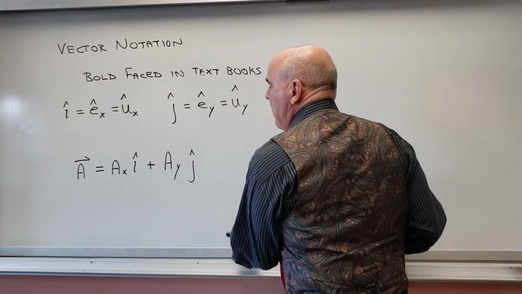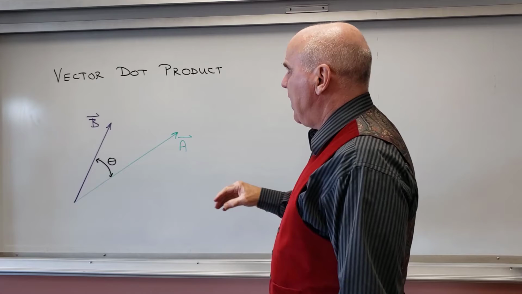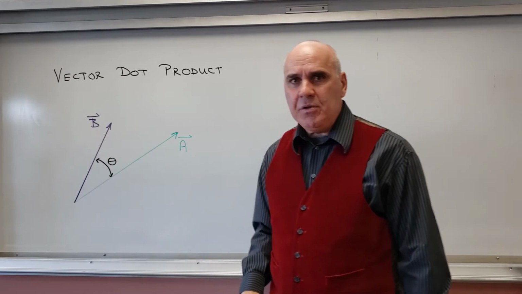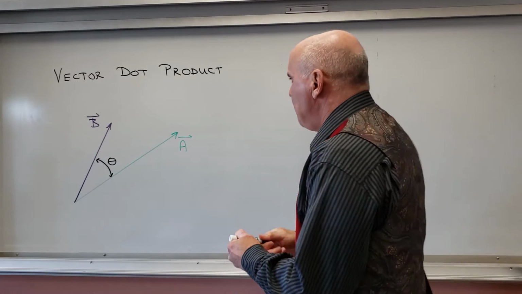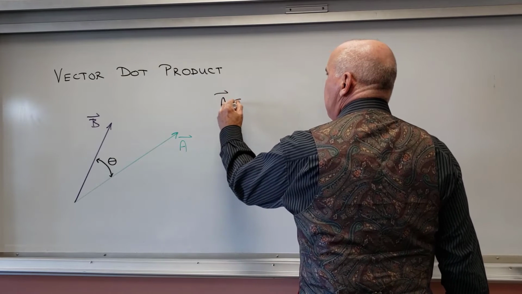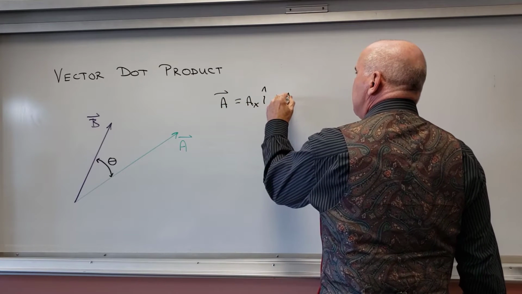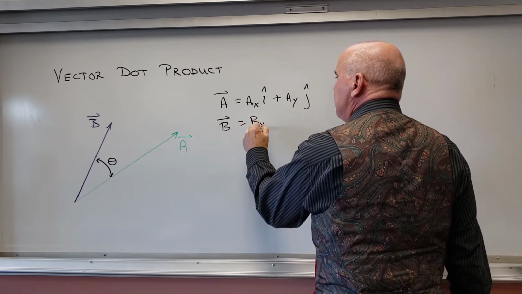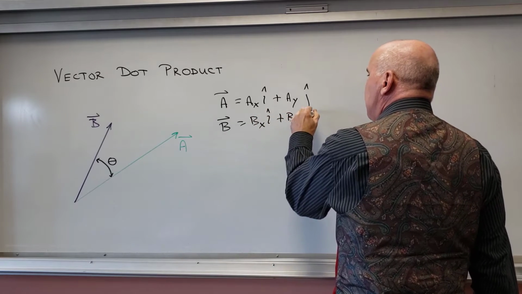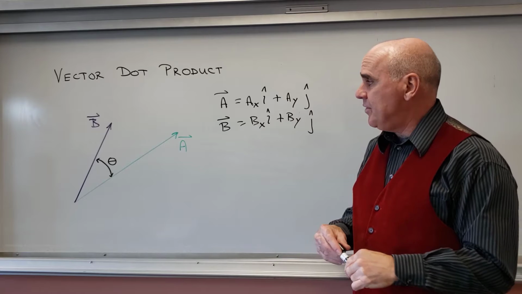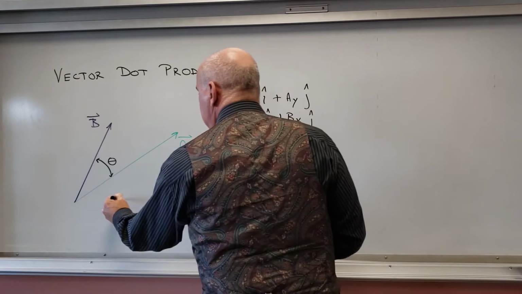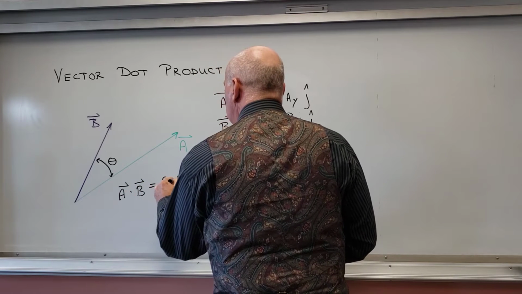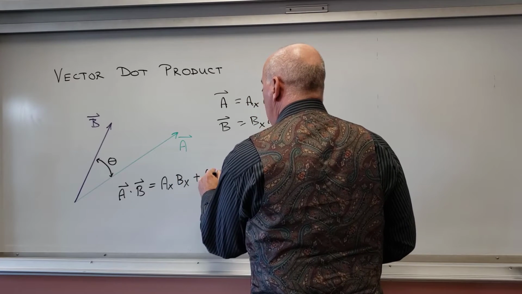Okay, so let's talk a little bit about dot products. If I have two vectors, a green A and a purple B, hopefully you can see those colors, then A will have some notation, A sub x I hat plus A sub y j hat, and B will be some B sub x I hat plus B sub y j hat. And we talked about this a little bit in a previous video. I know that the dot product of these two vectors, A dot B, is equal to A sub x, B sub x plus A sub y, B sub y.